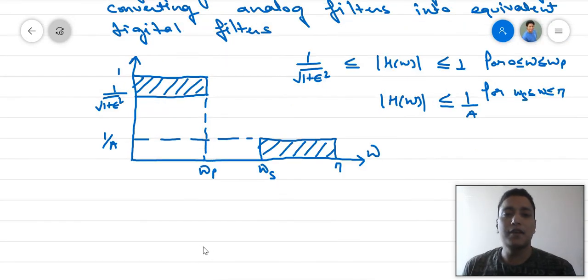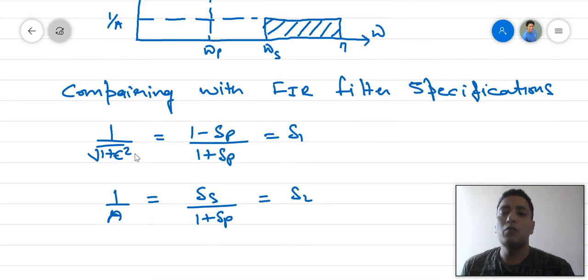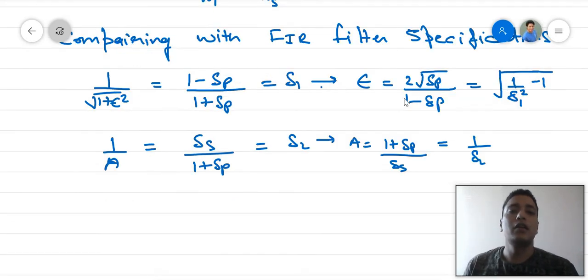Now comparing these specifications with FIR filter specifications, we get 1 by under root 1 plus epsilon square is equal to 1 minus delta P over 1 plus delta P, which is equal to delta 1. Similarly, for the stopband, 1 by A will be equal to delta S over 1 plus delta P, equal to delta 2. Then we can find the values of epsilon and A with respect to delta 1 and delta 2. Epsilon will be equal to 2 under root delta P over 1 minus delta P, which is equal to under root of 1 by delta 1 square minus 1.